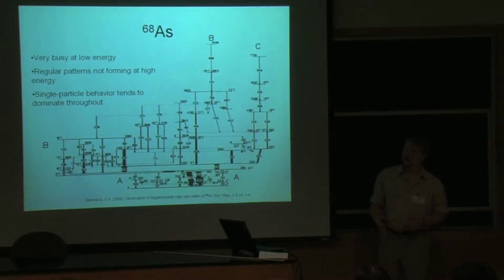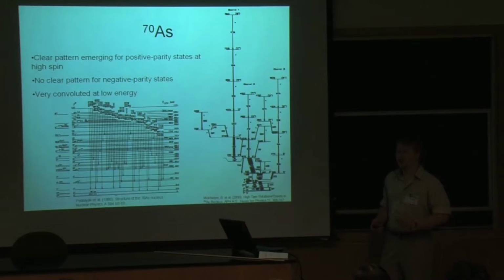So we move down an odd nuclei to arsenic-68, and immediately it's not at all the same. The entire thing down here is very busy, like before, but we don't really get regular patterns forming as we start moving up. You have a few, but they really aren't enough to say that it's collective. You don't have these bands going up right next to each other with the crossing between them. So we would say that this is probably dominated by single particle behavior.